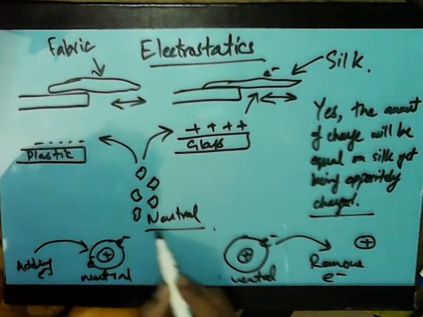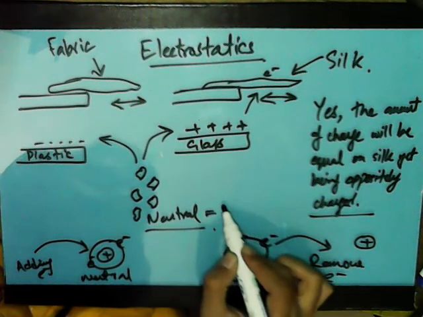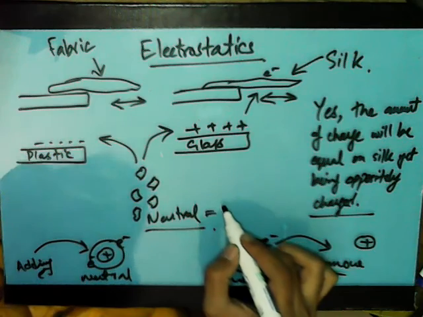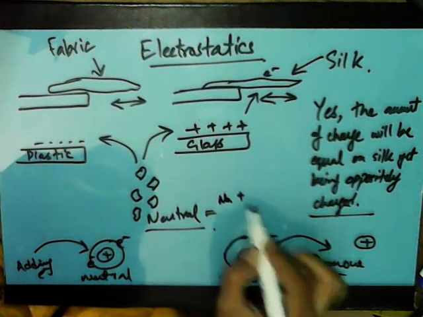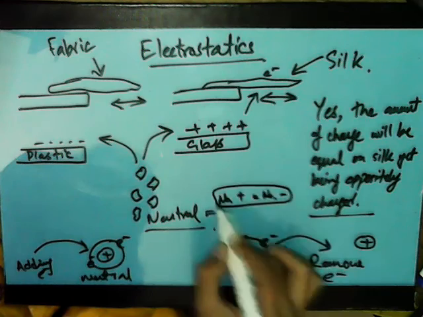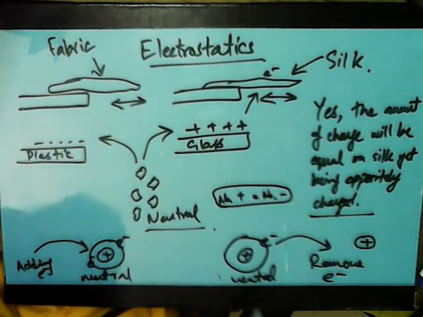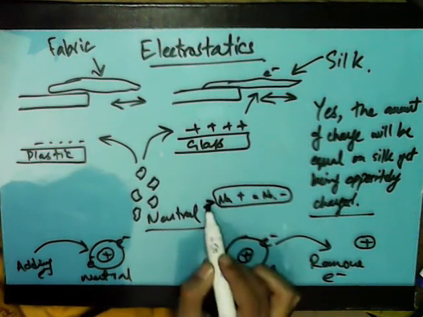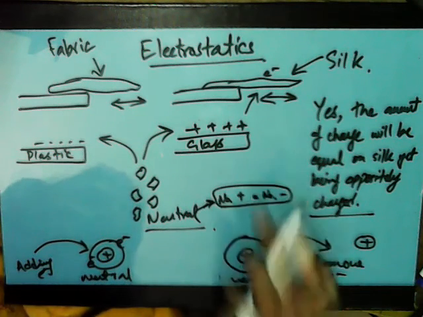And why? Because neutral means equal positive and negative charges, right? That number of positive is equal to number of negative charges. This is what neutral is all about, right? This is what we call neutral. The number of positive is supposed to be equal to number of negative.